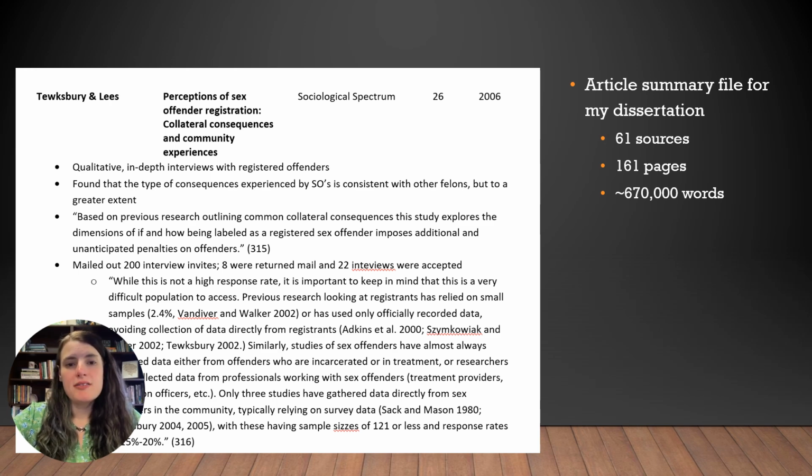This is part of my article summary notes that I used for my dissertation during my PhD program. As you can imagine, I was trying to keep track of a lot of information for my dissertation, and the summary chart was a super helpful way to do that. My total document was 161 pages long, and it includes 61 sources.